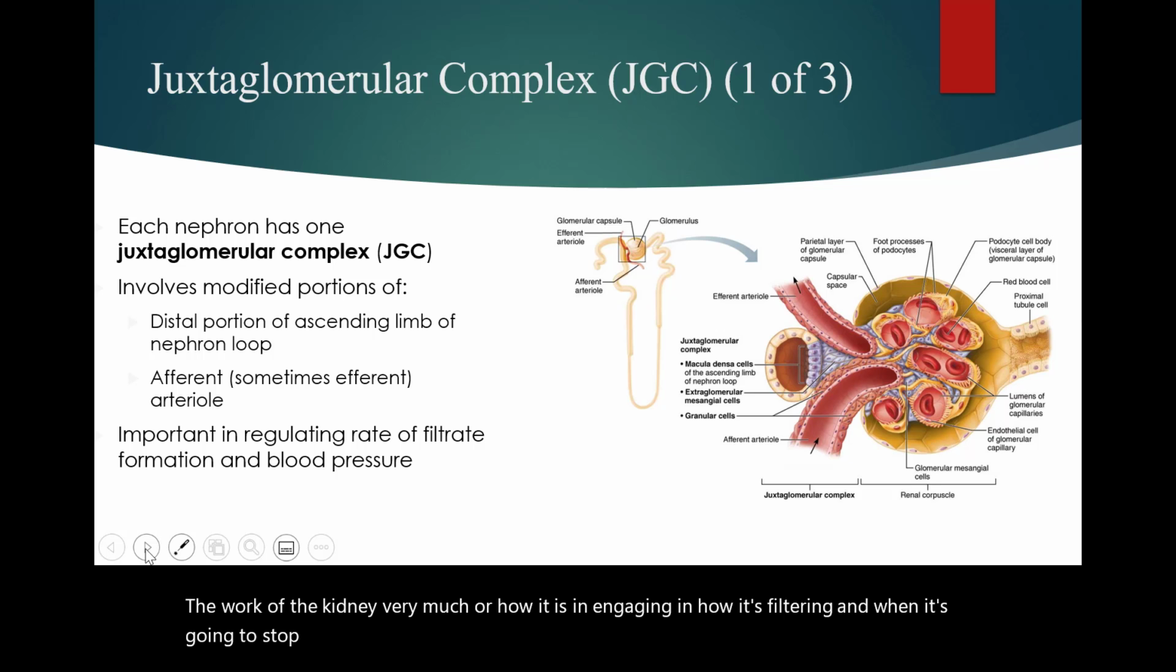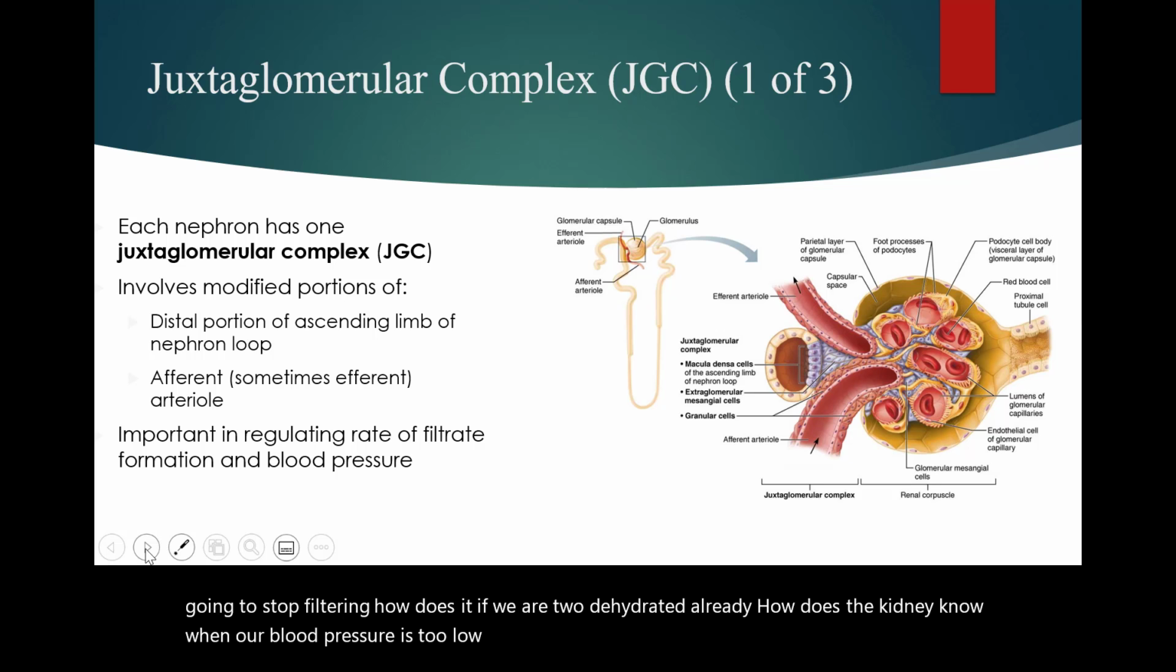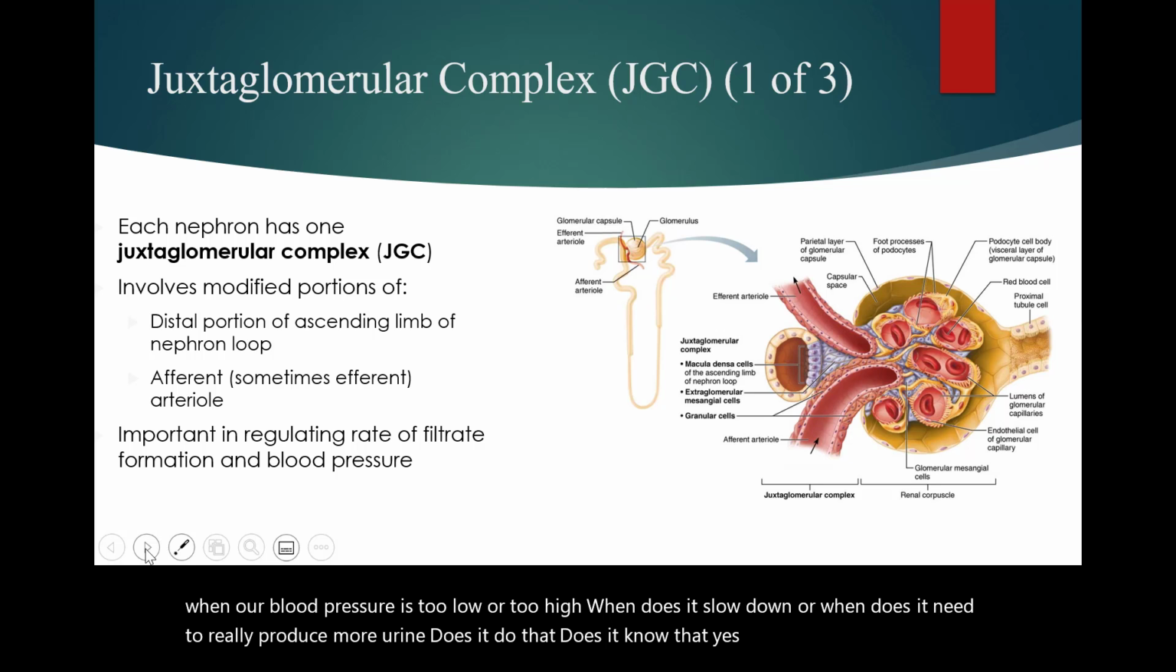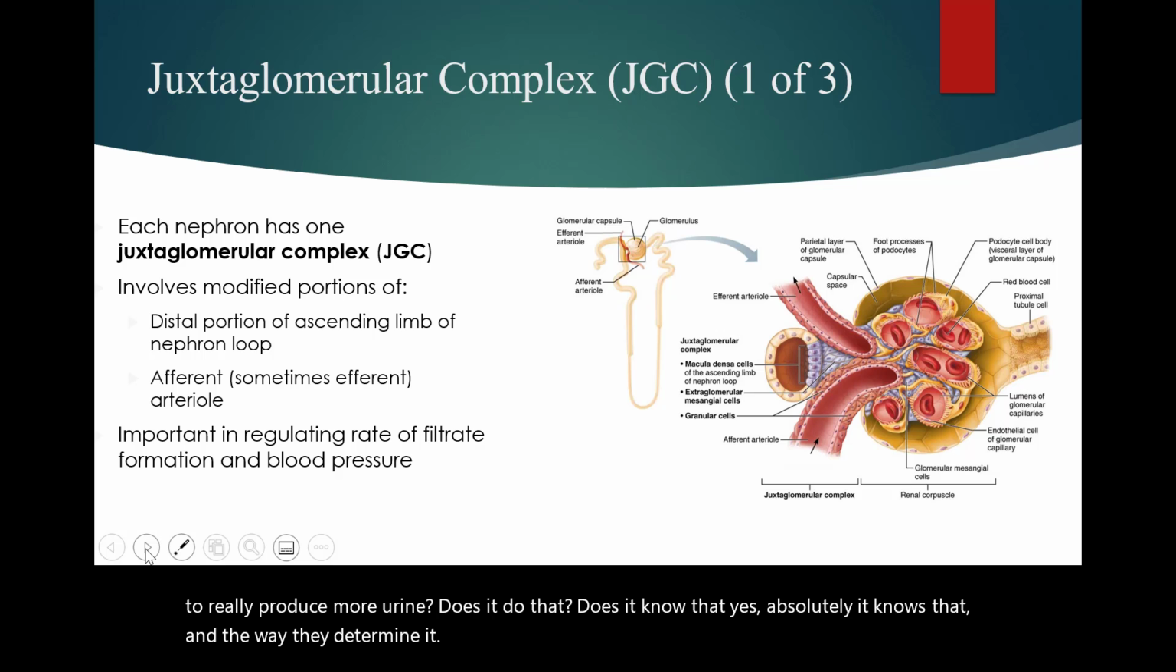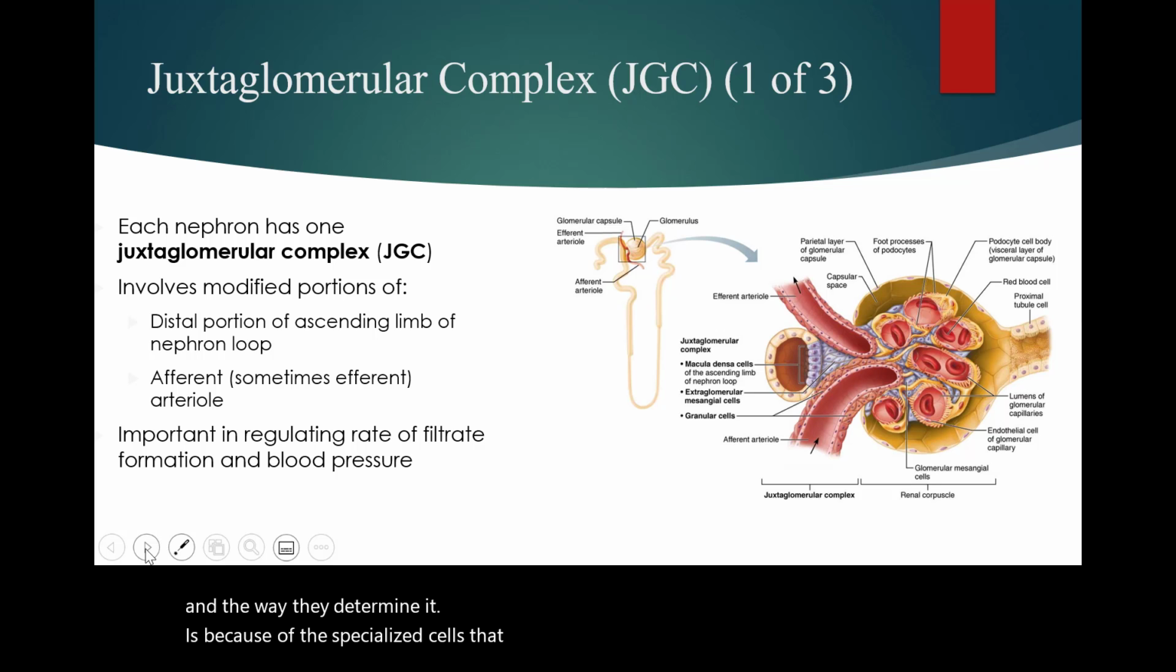How does it know if we are too dehydrated already? How does the kidney know when our blood pressure is too low or too high? When does it slow down, or when does it need to really produce more urine? Does it know that? Yes, absolutely, it knows that. And the way it determines it is because of the specialized cells found in the juxtaglomerular complex.